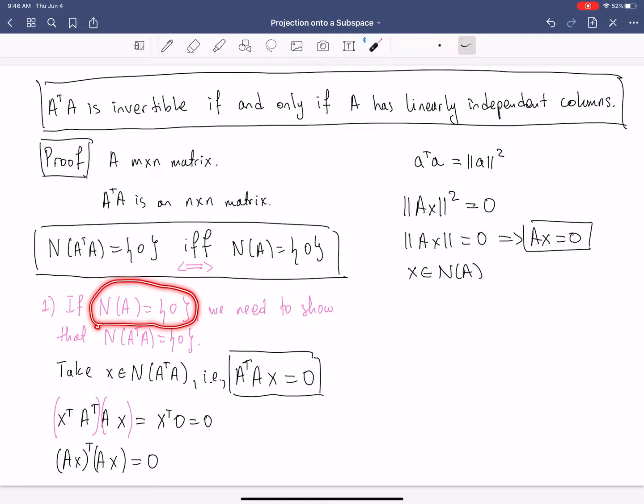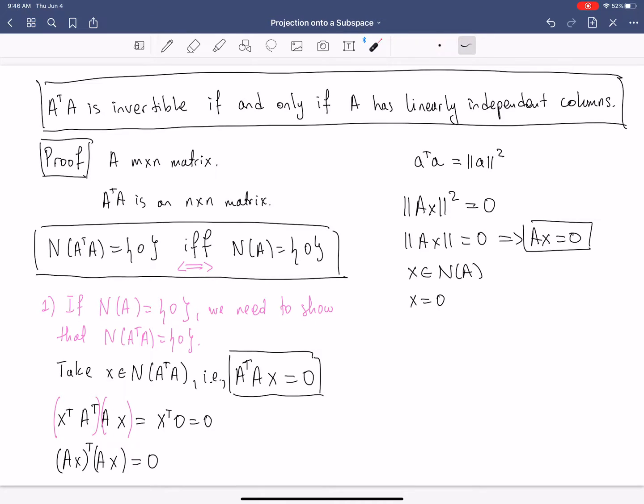There is nothing other than the 0 vector. So if this x is in the null space of A, and the null space of A is just 0, it means that this vector x must be the 0 vector. So we showed that x is the 0 vector. Okay, how is this useful?